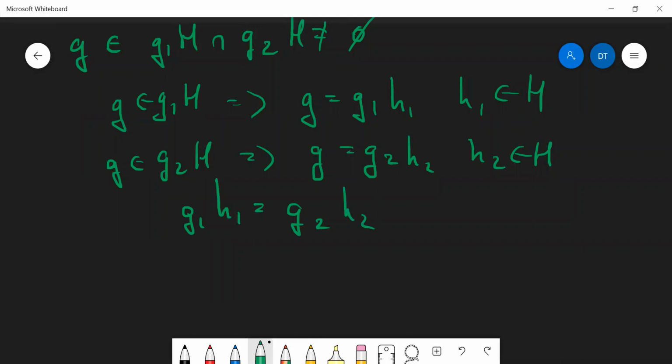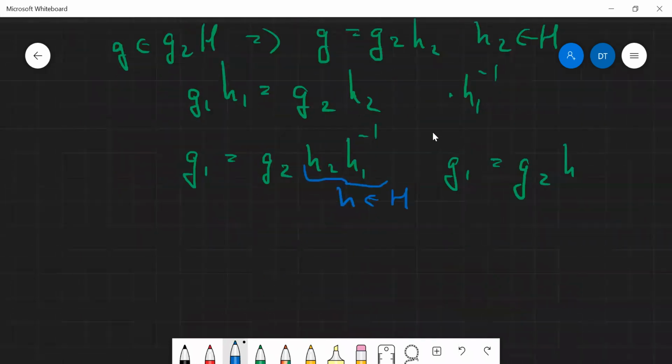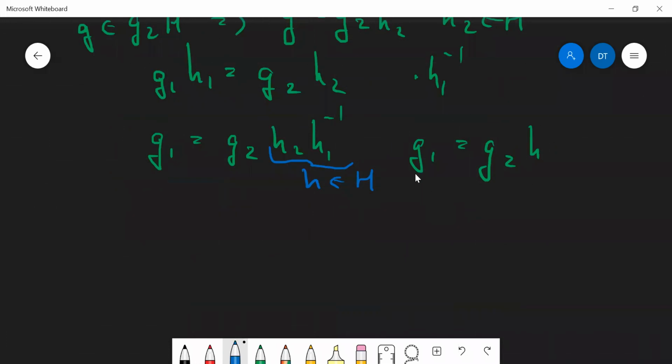If we multiply this equality by H1 inverse on the right, we will get G1 equals G2 H2 H1 inverse. And I want to denote this element by H. So we have simply G1 equals G2 times H. And since H capital is a subgroup, this element H is also inside H capital. Now, using this equality, let me show you that the two cosets are the same.